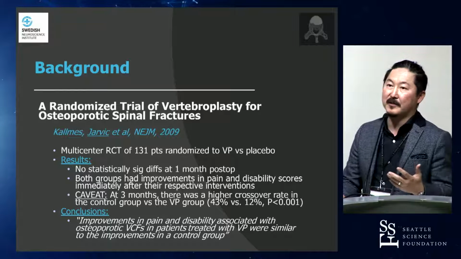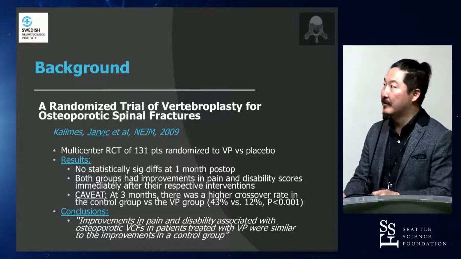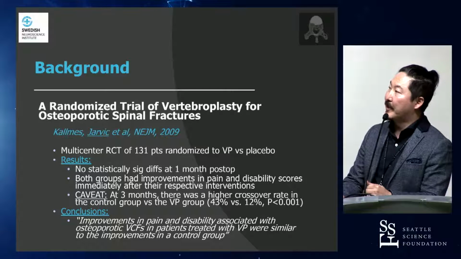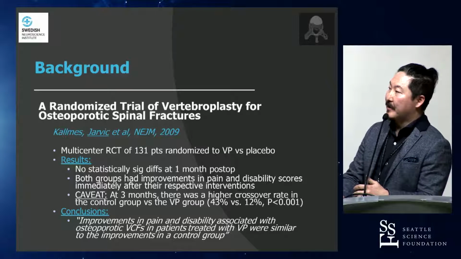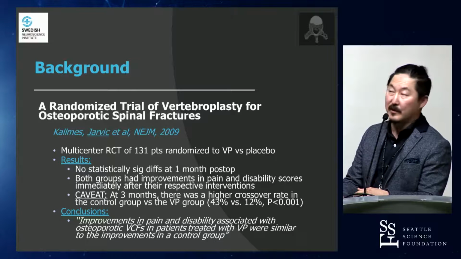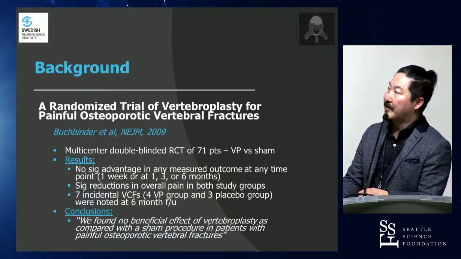And then 2 separate studies came out in the New England Journal of Medicine in 2009. This first one was a multi-center randomized controlled trial of 131 patients randomized to vertebroplasty versus placebo. But essentially, they said improvements in pain and disability associated with osteoporotic VCFs in patients treated with vertebroplasty were similar to improvements in a control group. And then another study, also in the New England Journal of Medicine, also a randomized controlled trial, double-blinded, 71 patients this time.